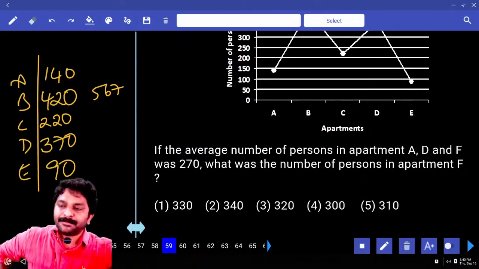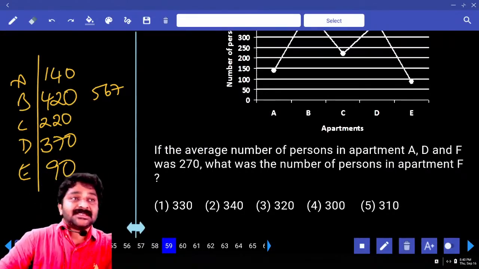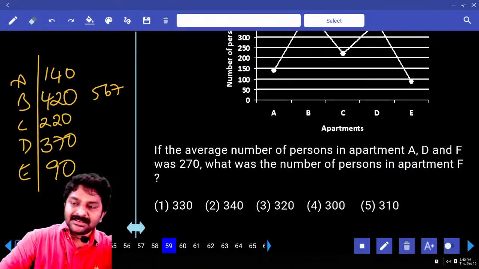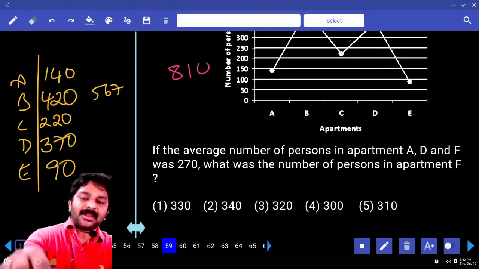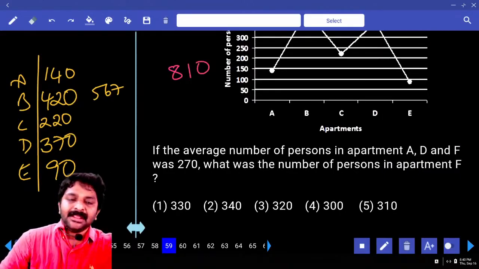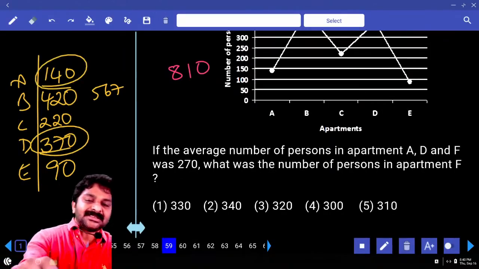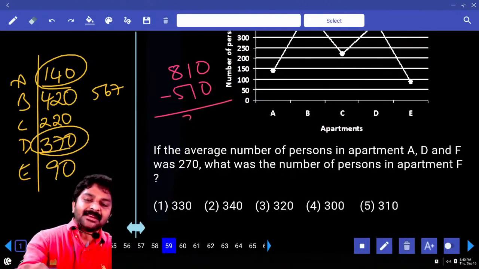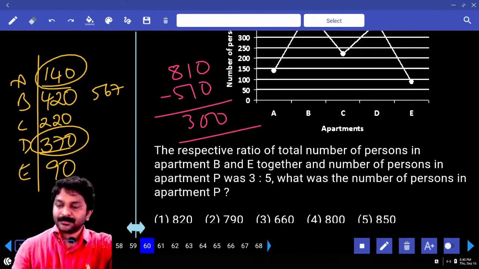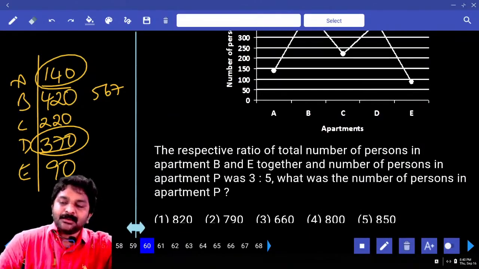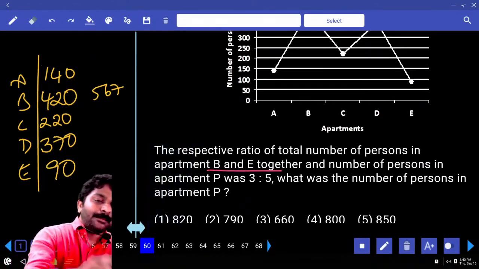If the average number of persons in apartments A, D and F was 270, then for 3 apartments the sum is equal to 270 three times, which is equal to 810. What was the number of persons in apartment F? So it is for A, D and F. A and D together, the sum of these numbers is 510. If you subtract it, you'll get the F value only. 300, fourth option.